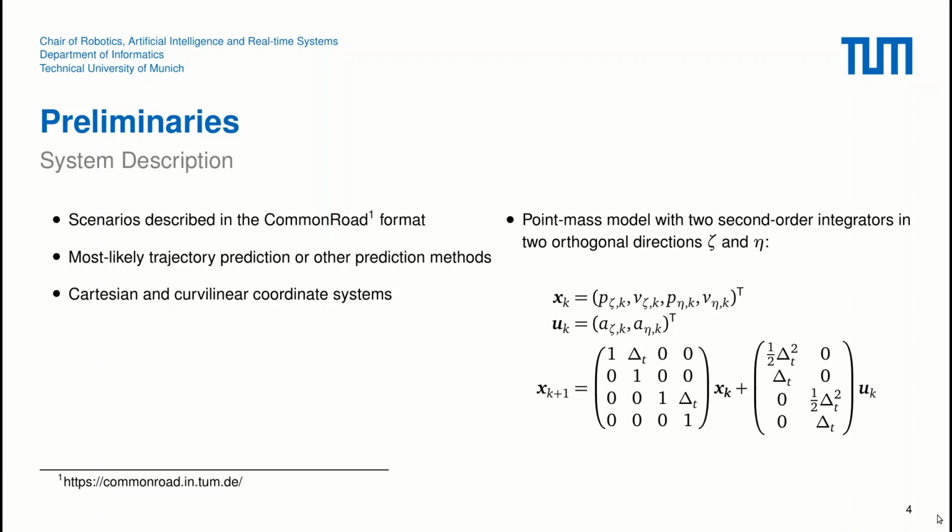We abstract the system of a considered ego vehicle with a point mass model, with two second-order integrators in two orthogonal directions, zeta and eta. Within the Cartesian frame, these correspond to the x and y directions. Within the curvilinear coordinate system, these correspond to the longitudinal and lateral directions of the reference path. At a step k, the state of the system consists of positions and velocities in the two directions. Also, the system accepts accelerations in these two directions as the input. The discrete time dynamics of the system is given as shown.